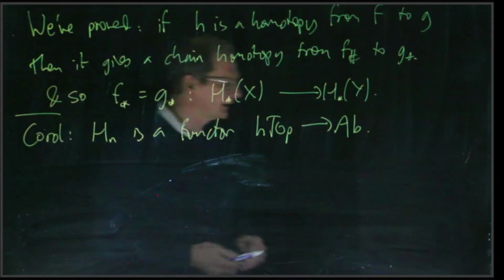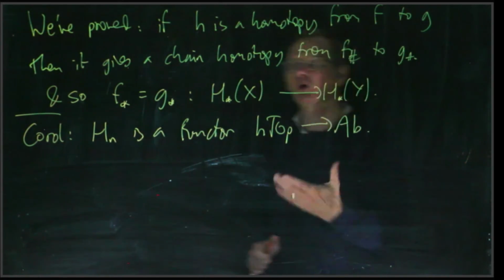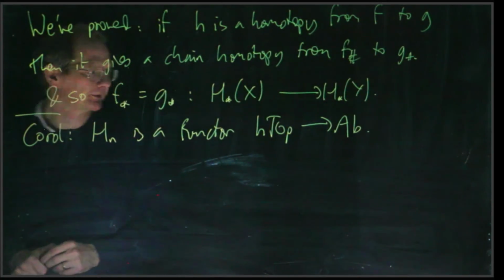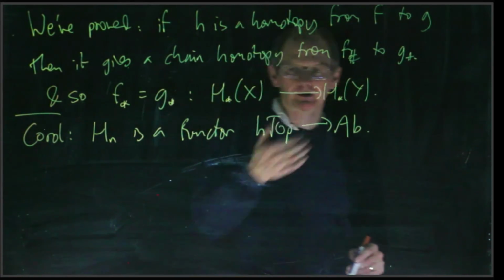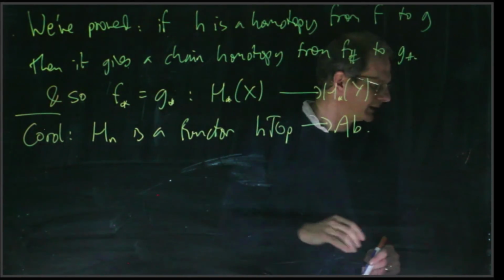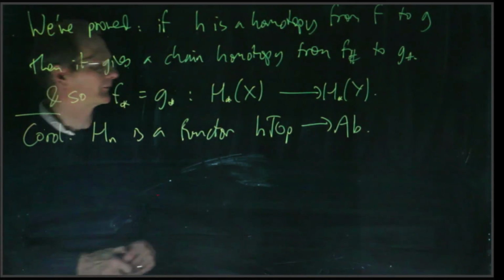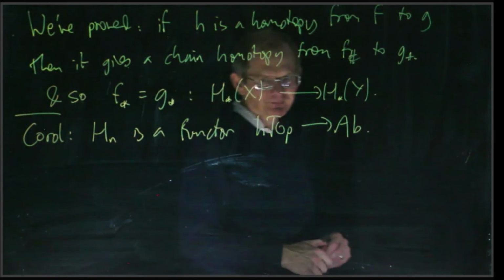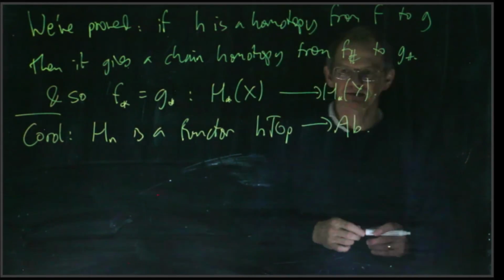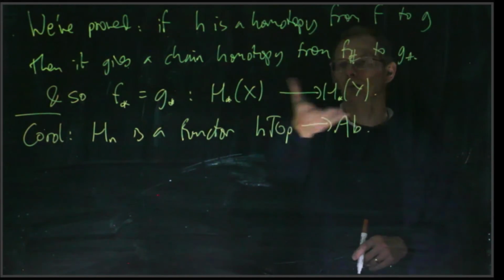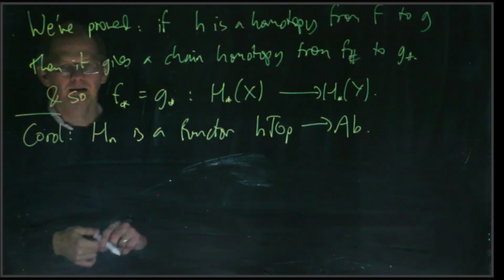And so as a corollary of that, we can regard H_n. Previously we described it as a functor from the category Top of topological spaces and continuous maps to abelian groups. But now we see that it can be regarded as a functor from H-top. Remember, the morphisms of H-top are homotopy classes of maps. If you've got two maps in the same homotopy class, by what we've just proved, they give you the same map in homology groups. So we can regard this as a functor on H-top.